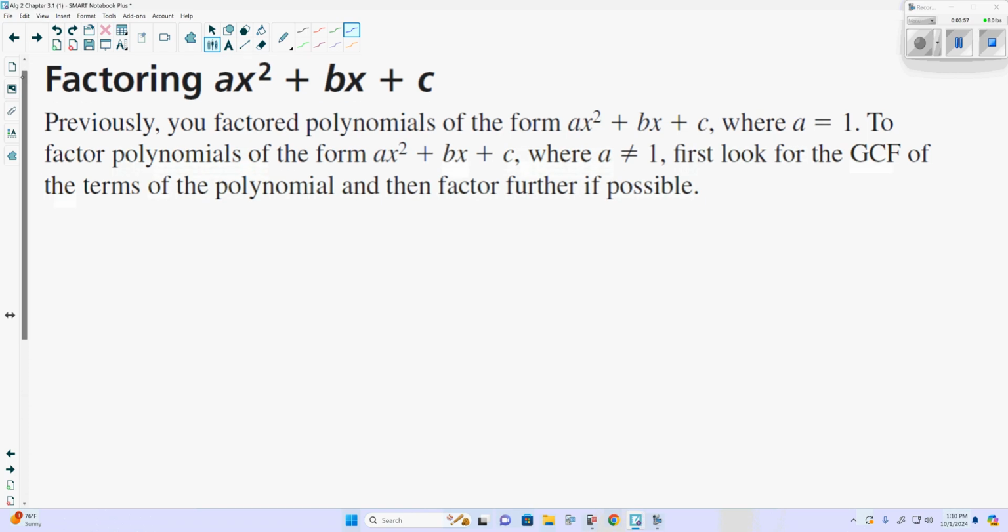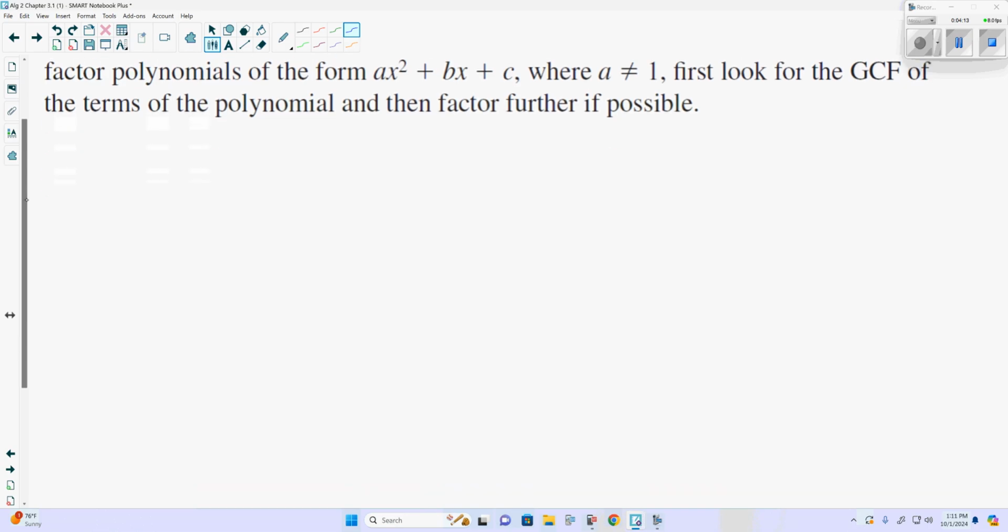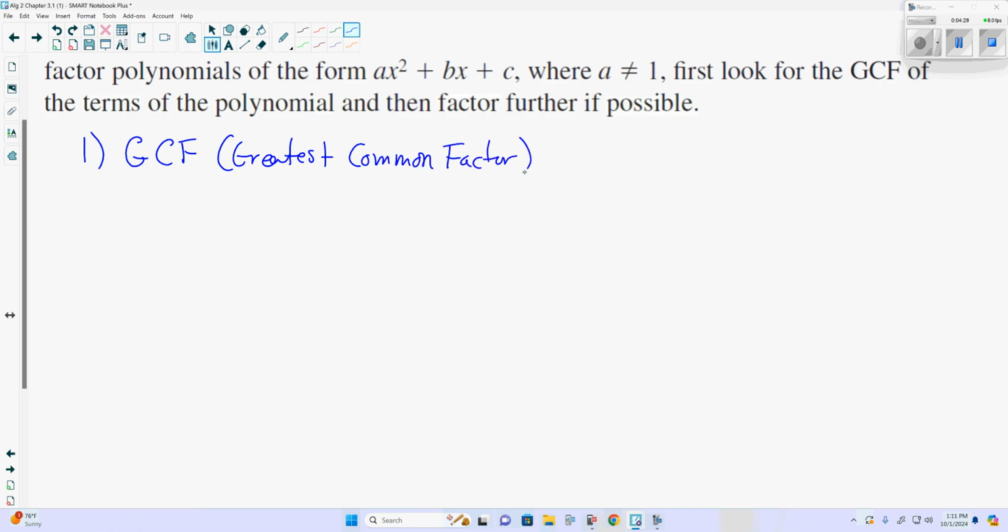Factoring. Ax squared plus bx plus c. Previously, you factored polynomials of the form ax squared plus bx plus c, where a is 1. To factor polynomials of other forms, where a is not 1, the first thing we look for is a greatest common factor and go from there. So our first step in factoring is to find a greatest common factor.